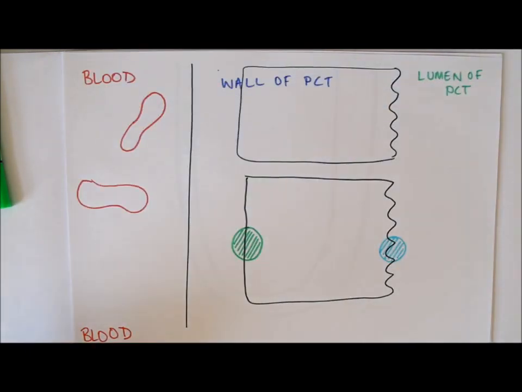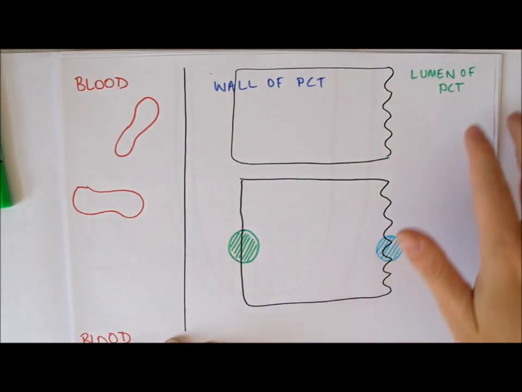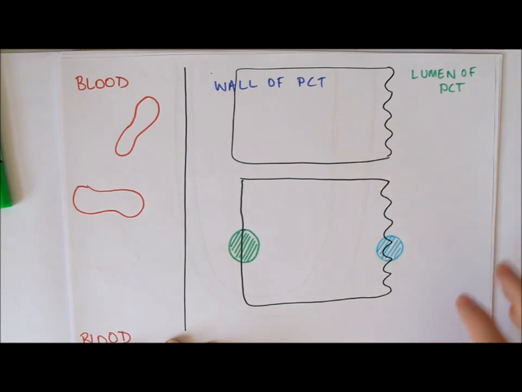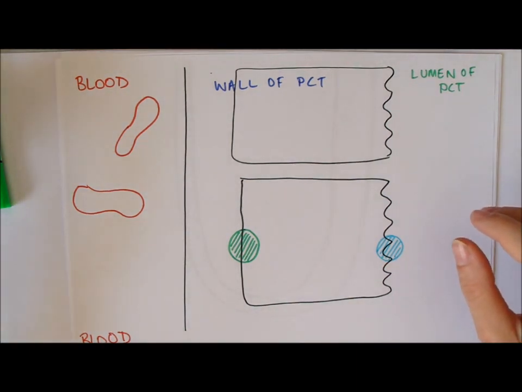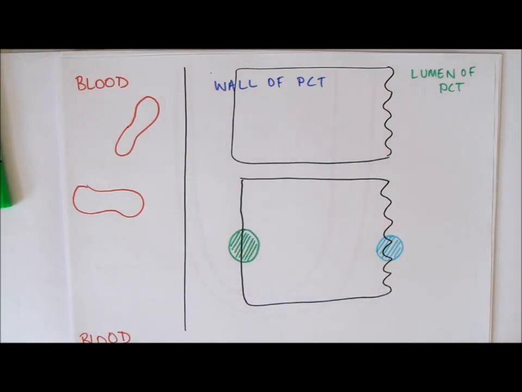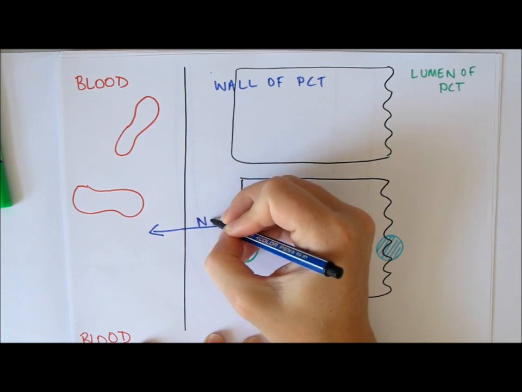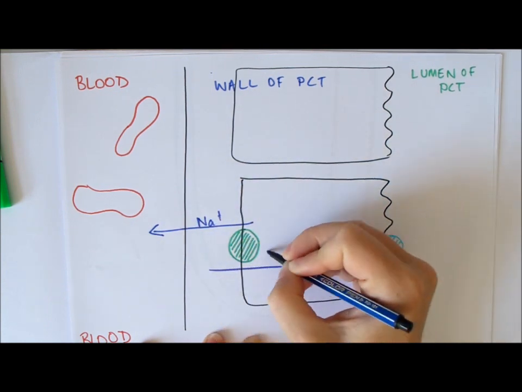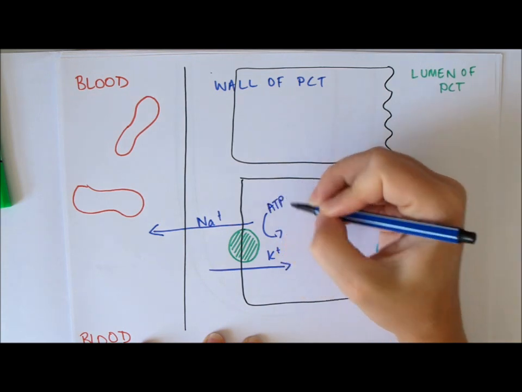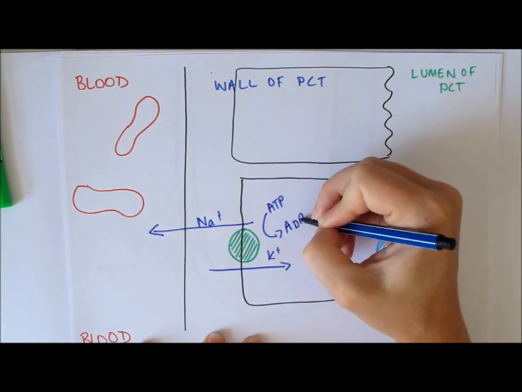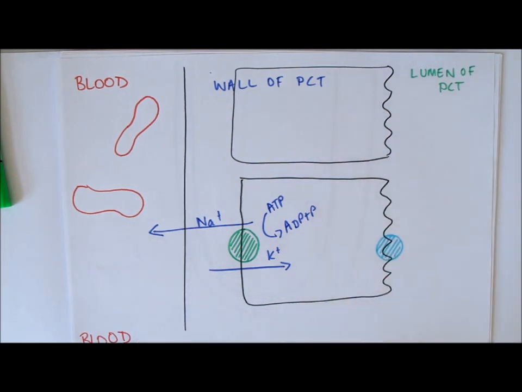So in this diagram, what we've got here is the blood capillaries. This is the wall of the proximal convoluted tubule, and here is the lumen of the PCT, which is obviously where everything is. So actually the first thing that happens here is that sodium ions are pumped that way and potassium ions are pumped this way, and this is an active process. Okay, so that is an active process, and the energy comes from the mitochondria, which are prevalent in these cells.